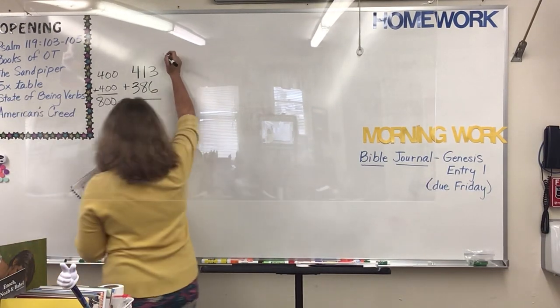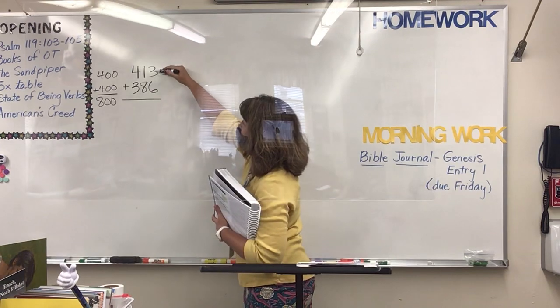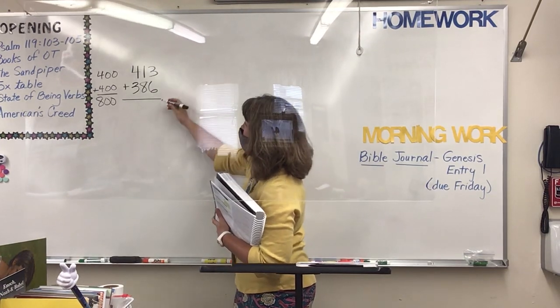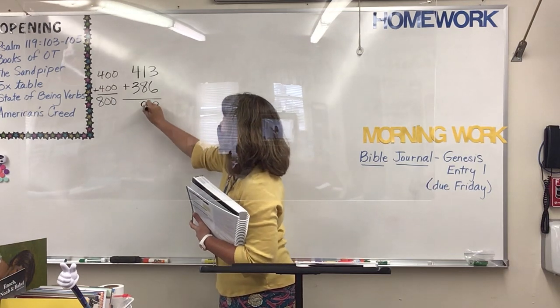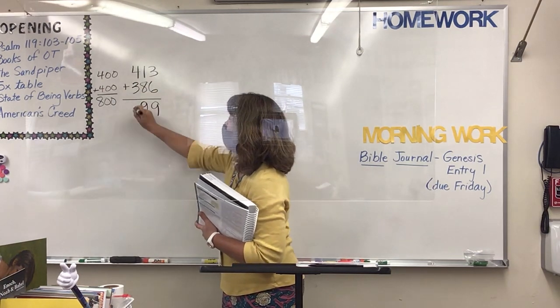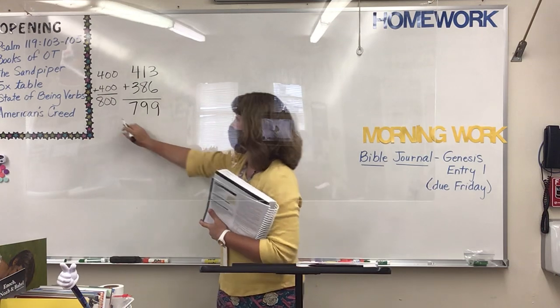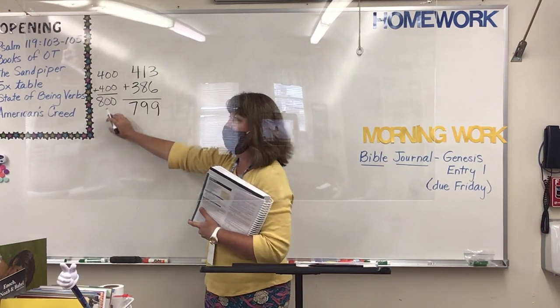Okay, now let's add the actual digits. So we have 3 plus 6 is 9. 1 plus 8 is 9. 4 plus 3 is 7. Is 799 close to 800? Yes.